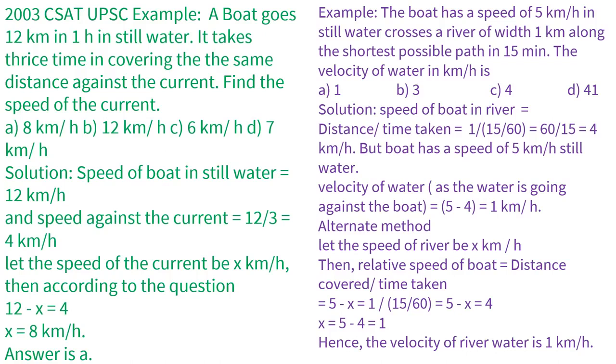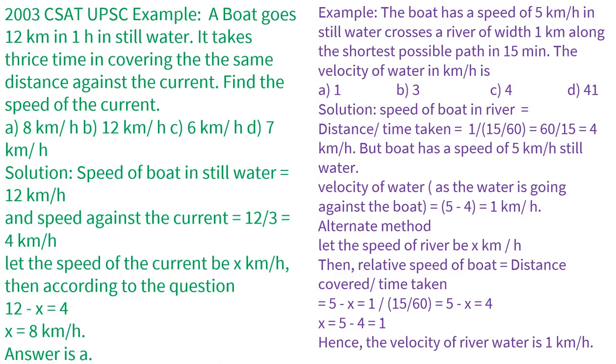A boat which has a speed of 5 km per hour in still water crosses a river of width 1 km along the shortest possible path in 15 minutes. This question has been done in another video also. The velocity of river water in kilometer per hour is what we have to find.